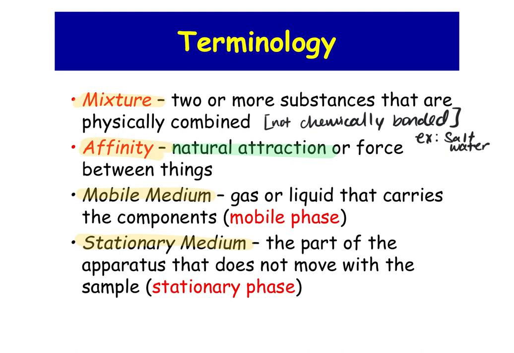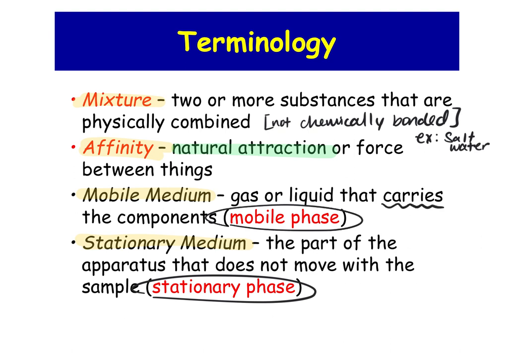Then the 2 terms that have to do with chromatography are going to be these ones here, this mobile phase and this stationary phase. So the mobile medium or the mobile phase is what's carrying the components, whereas the stationary phase is the thing that does not move at all. So it's just sitting there stagnant, and you'll see what that looks like in a second.